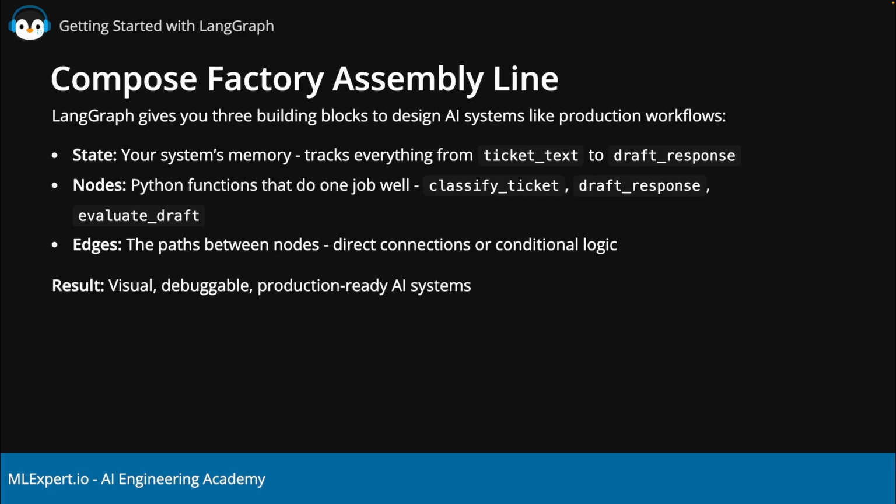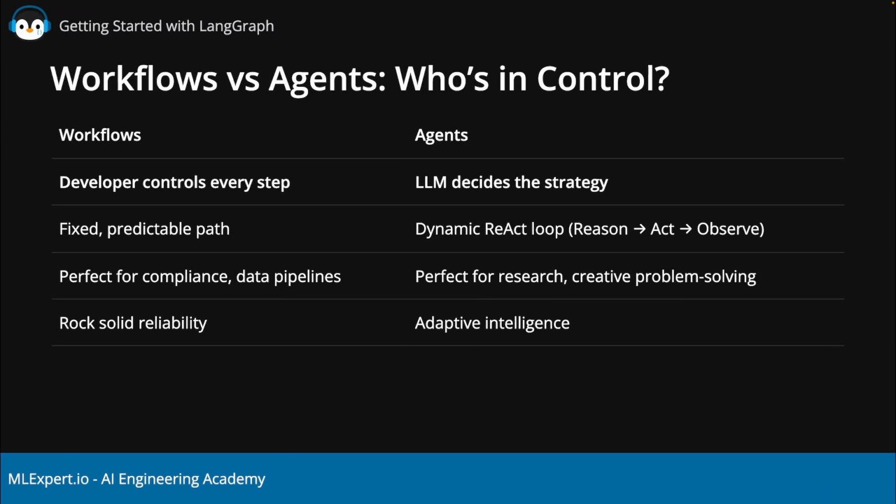Then you're going to be allowed to create your own graph that is going to be followed during the execution of your application. In this case, the nodes are going to be Python functions that do one job. We're going to be having classify ticket, draft response, and evaluate draft as nodes. And then we'll have edges that connect the nodes, and this will specify the path of execution between the nodes and what your workflow or AI agent is going to do. All of this is provided by LangGraph, and it allows you to have some nice visualizations and a debuggable approach that you can use in order to build your AI applications.